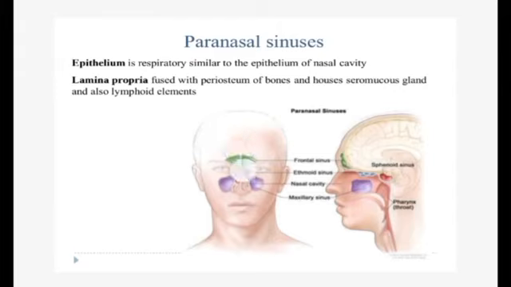And in the nasal cavity we have the ethmoidal sinuses present in the ethmoid bone. And there is a sphenoidal sinus which is not seen here in this picture. So these are the air sinuses. They are lined by a mucous membrane that resembles the mucosa of the nasal cavity. The epithelium is respiratory, similar to the epithelium of the nasal cavity. And in the lamina propria, which is fused with the periosteum of the bones, we will see the seromucinous glands and also the lymphoid elements.